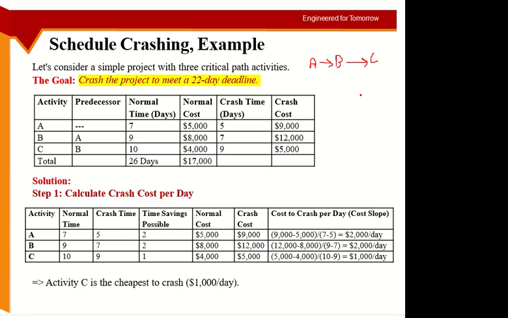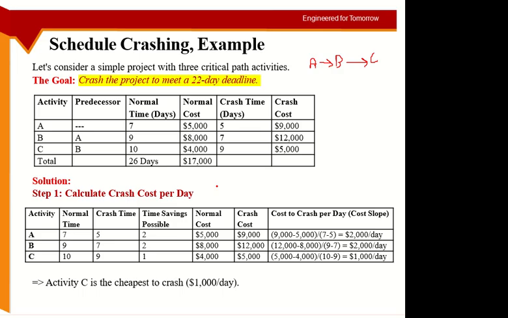So in the normal sequence, 7 plus 9 plus 10 days, so total 26 days. The whole project will finish in 26 days, and it will have the normal cost, the addition of the normal cost. There is nothing parallel here, so I'll just add the days and add the cost. In any case, I will add the cost. Even if the activities are parallel, I have to add the cost, but the duration will not be the same. So in this case, A, B, C is the critical path.